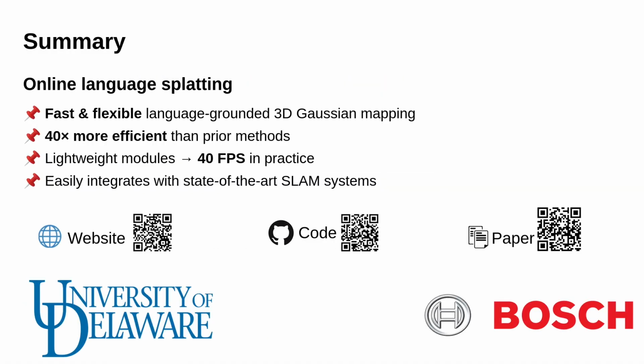In summary, we present the first online language splatting SLAM system, which is fast and flexible, 40 times more efficient than prior methods. Lightweight modules operate at 40 FPS in practice and can easily integrate with current state-of-the-art SLAM systems.